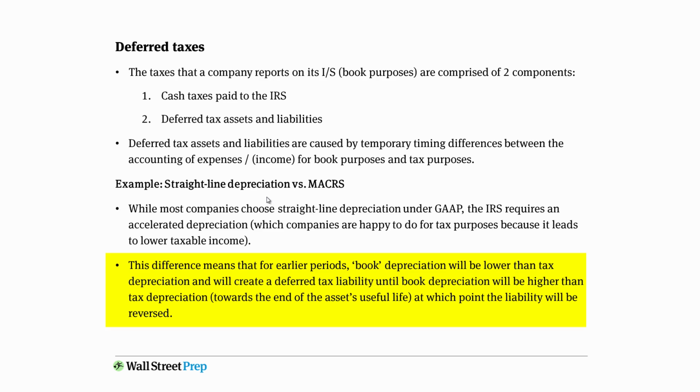Obviously, this is a pure temporary difference. Whether or not you accelerate the depreciation or do straight line, you're going to depreciate the same amount. The question is, are you going to depreciate a lot of it in the beginning, or are you going to depreciate it evenly over time?